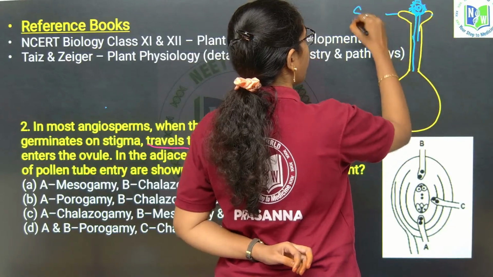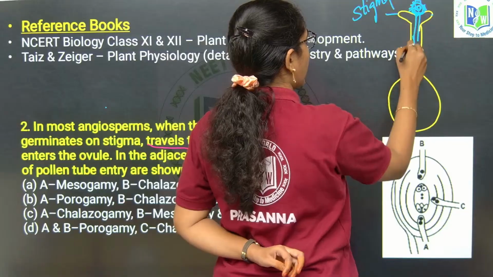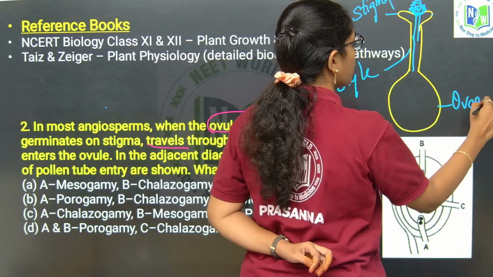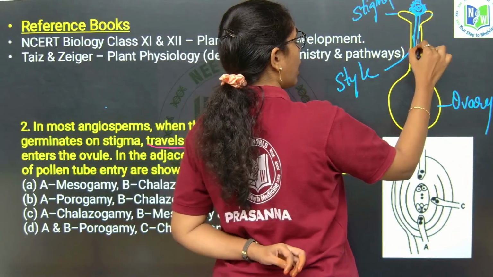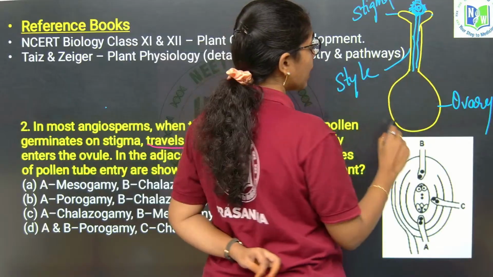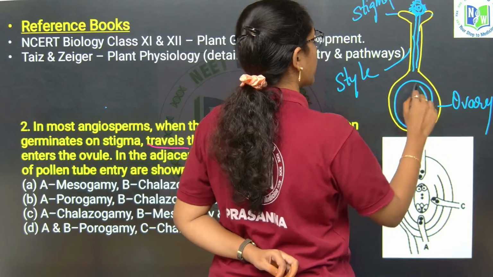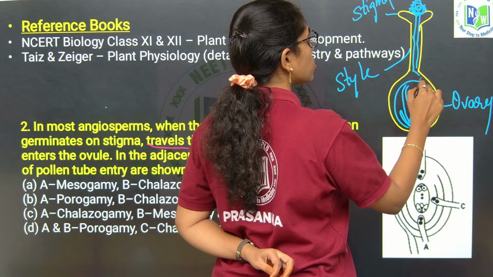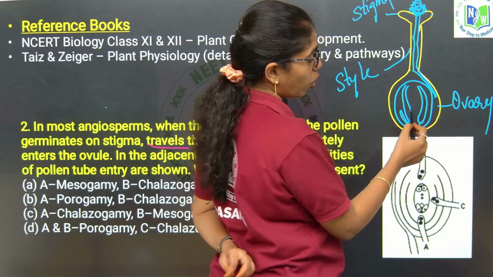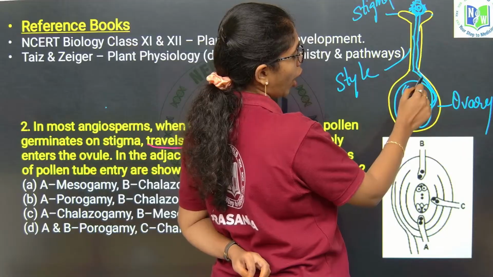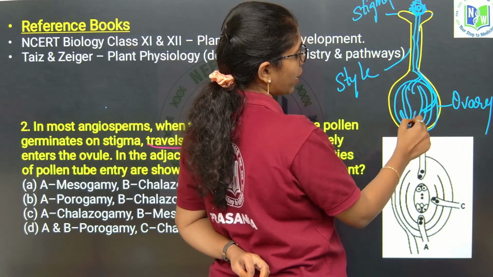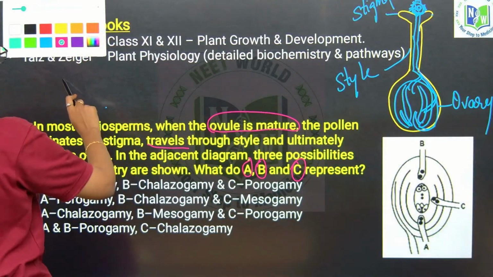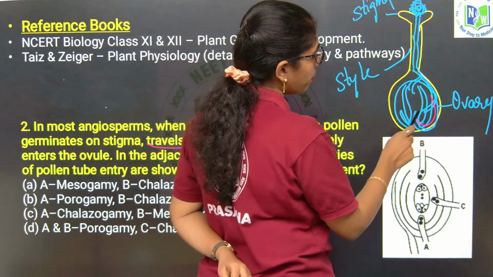This is stigma, style and ovary. So, all across the style the pollen tube will come, and inside the ovary the ovule is present, and in most of the angiosperms it is an inverted ovule. Yes or no? So, this pollen tube will enter the ovule either through the integuments, or through the chalazal end, or through the micropylar end. Mostly the entry is from the micropylar end only.